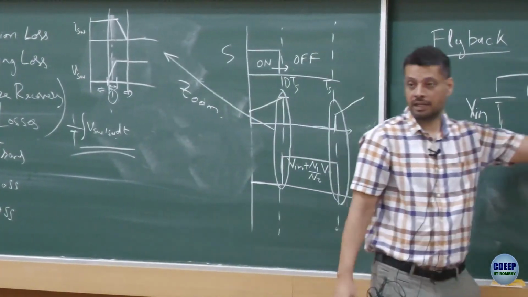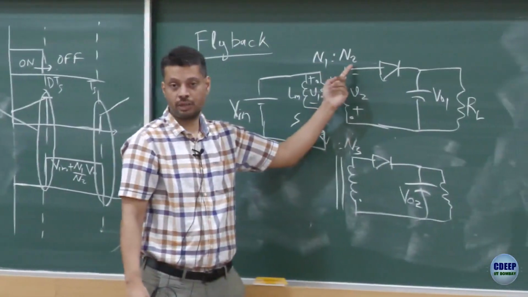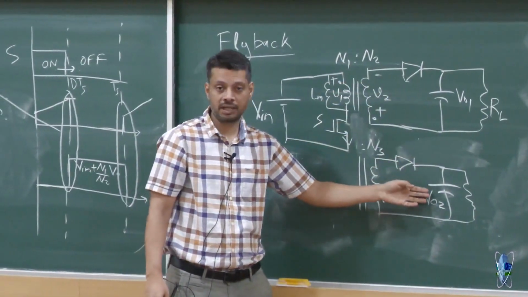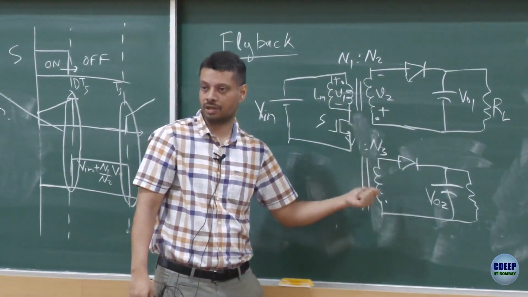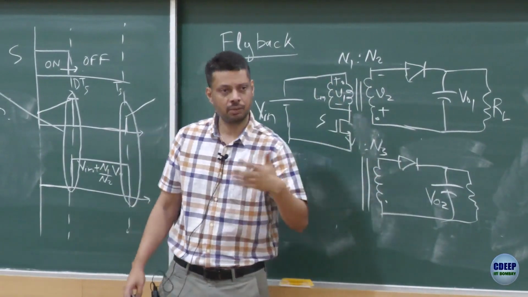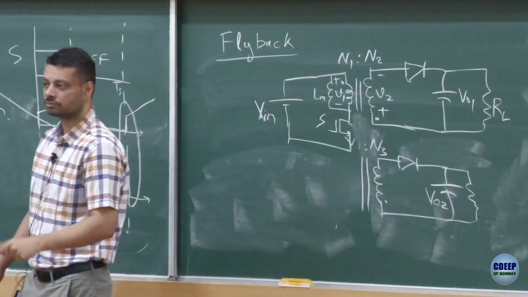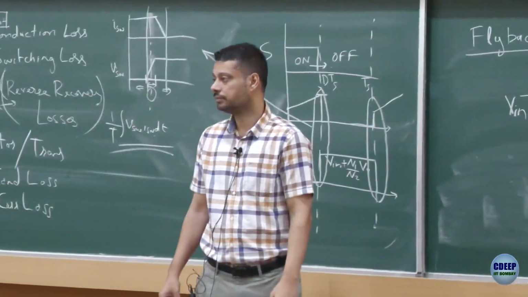You want 12 volt here, you choose a suitable turns ratio N2 by N1. You want 5 volt here, you choose a suitable turns ratio N3 by N1. So you can control N2, N3 values, and you can get the voltages that you want. Is that okay?